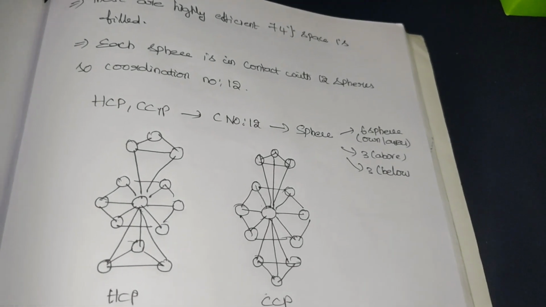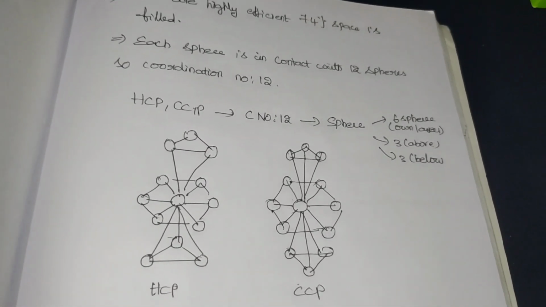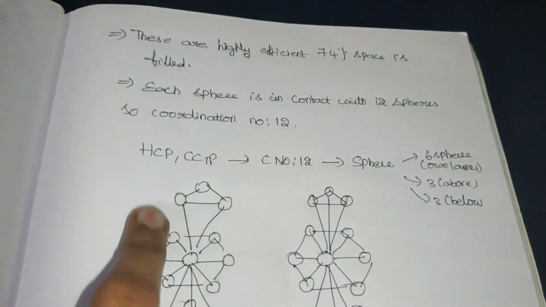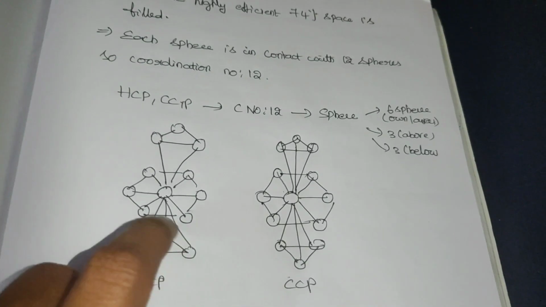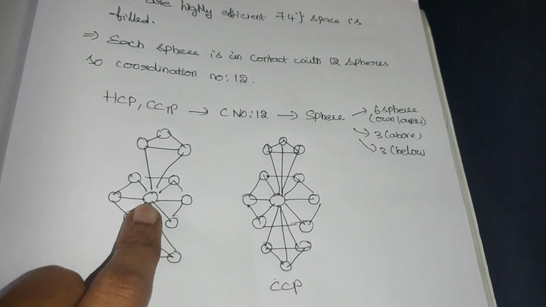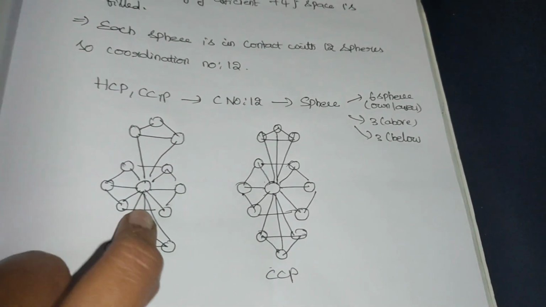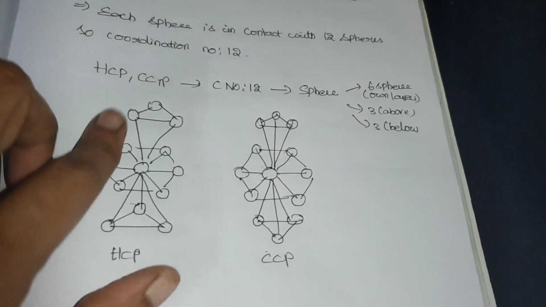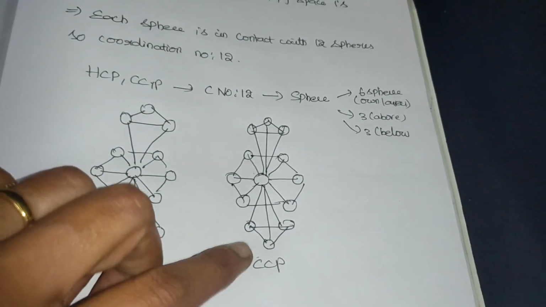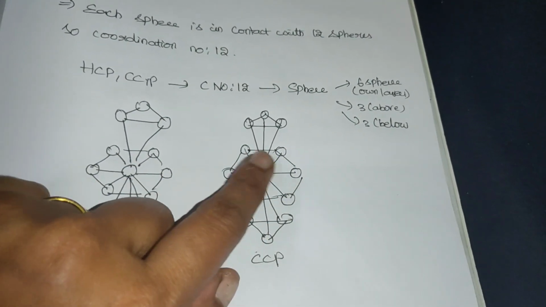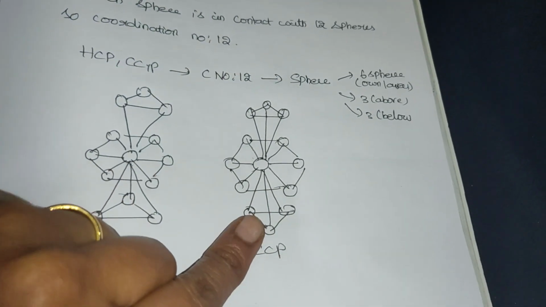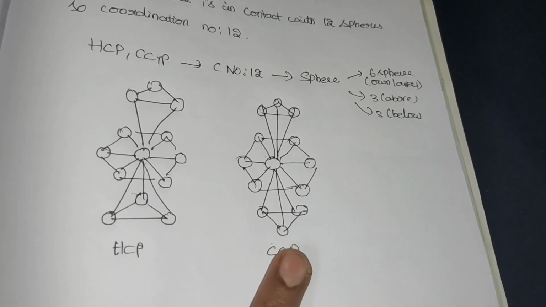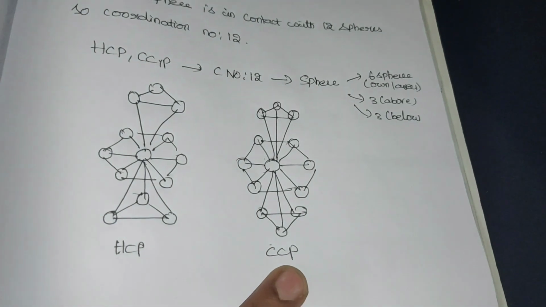So how are the 12 spheres arranged in hexagonal close packing and cubic close packing? Let's see. In hexagonal close packing, see here the center atom: it contains 6 spheres of its own layer, and 3 above and 3 below. So like this there will be hexagonal packing. And when we see the cubic close packing structure, again 6 spheres of their own layer and 3 above and 3 below. So total 12 is the coordination number. So this is the hexagonal close packing structure, and this is the cubic close packing structure.